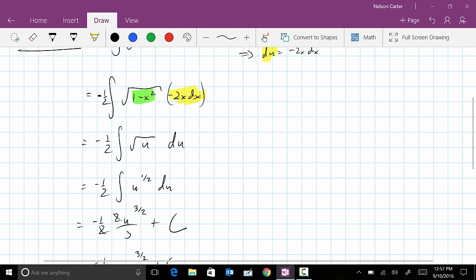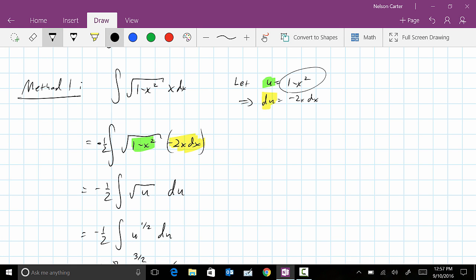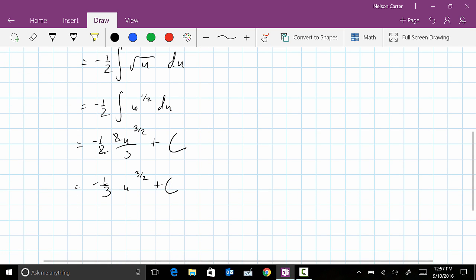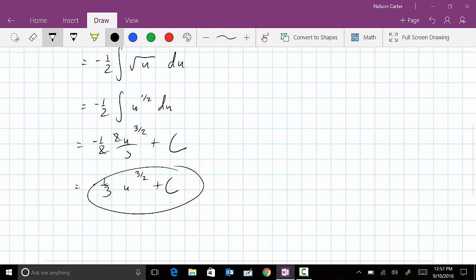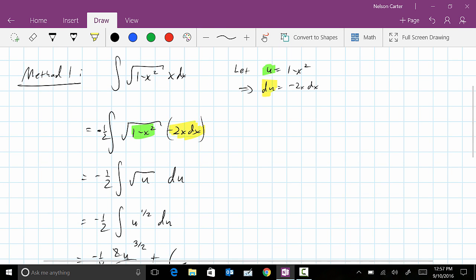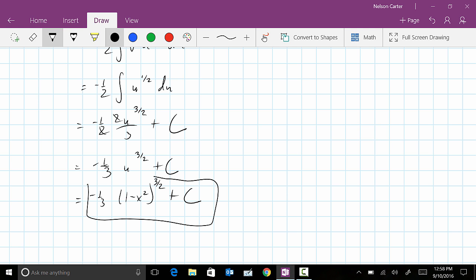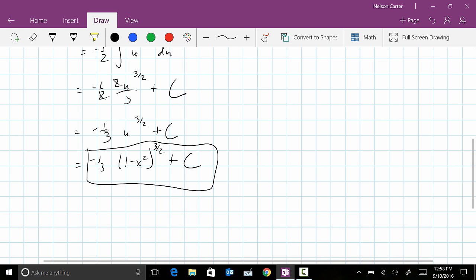What was u though? You have to back substitute. u is equal to this, 1 minus x squared. You see, we were asked originally an integral about x, so we can't just say, oh yeah, u equals this, or the integral is this stuff in terms of u. You have to give it back in terms of x. So remember, u is 1 minus x squared, so this now becomes negative 1/3 times 1 minus x squared, all to power 3/2 plus a constant. Okay, that's it.